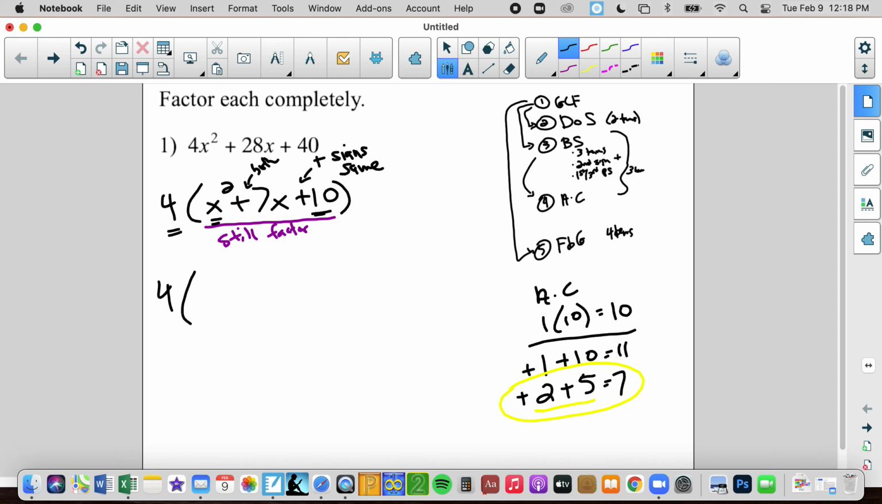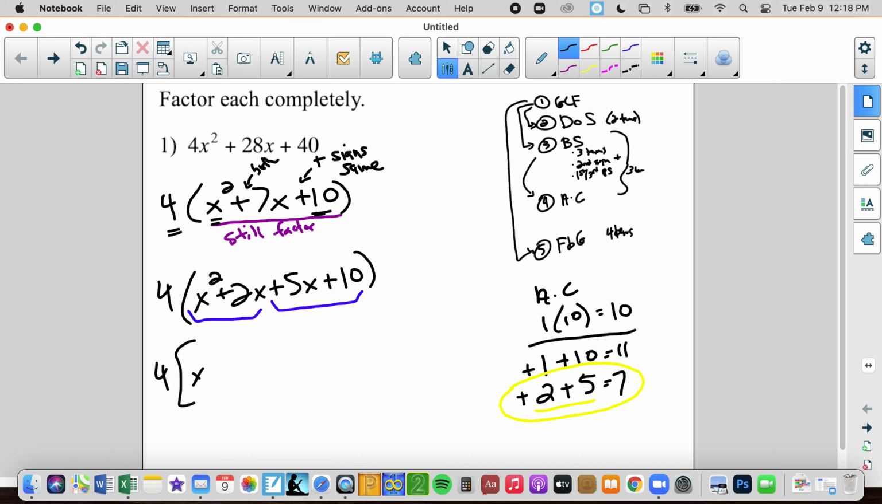I'm rewriting the GCF outside and I'm changing this term. So it's x squared instead of 7x, I'm writing plus 2x plus 5x plus 10. And now I'm going to factor by grouping. So I'm going to group the first two and the second two. And this is typical of what we do.